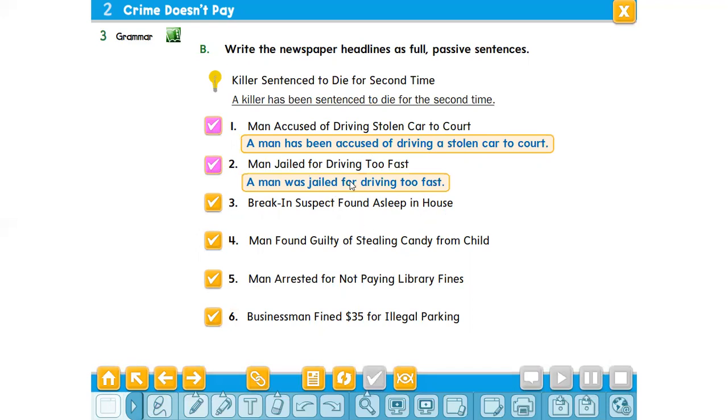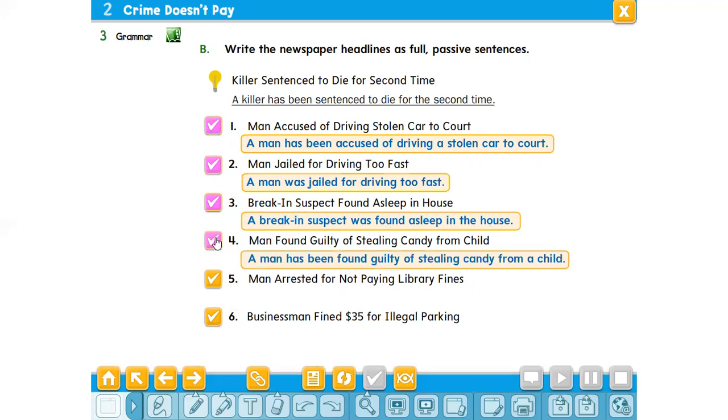Number 3, break-in suspect found asleep in house. Where is the main verb? Found. We will say a break-in suspect was found asleep in the house. Man found guilty of stealing candy from child. What is the verb? Found. So we will say a man has been found. Has been found. Present perfect.